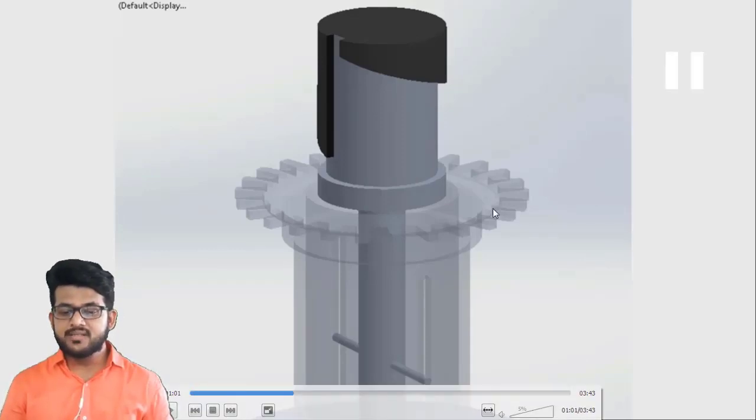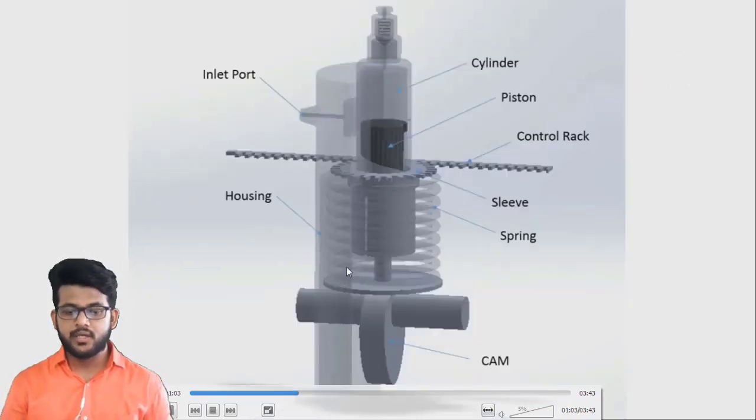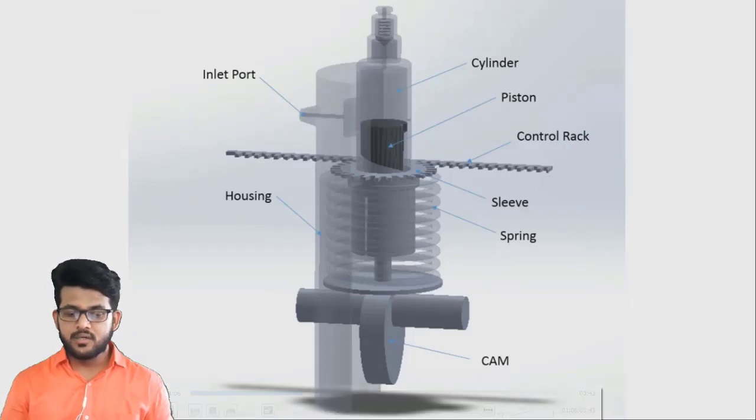Fine. So now you can see here, this is a sleeve inside which we have fit this piston. So whenever this sleeve rotates, the piston will also rotate. That is a simple construction. And why does it rotate? Because you can see this lug is fitted inside this sleeve. So whenever the sleeve rotates, the piston will also rotate. So that was the importance of the lug.